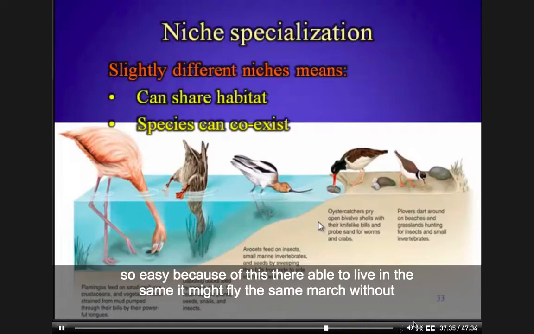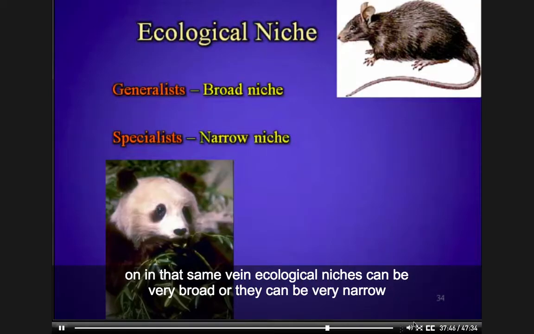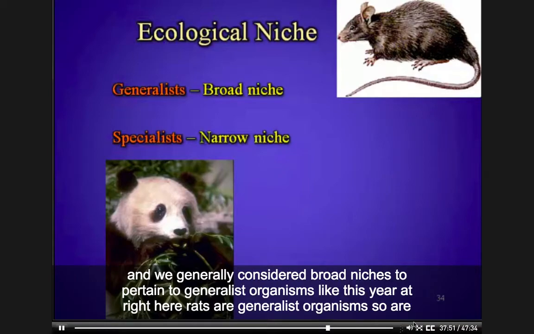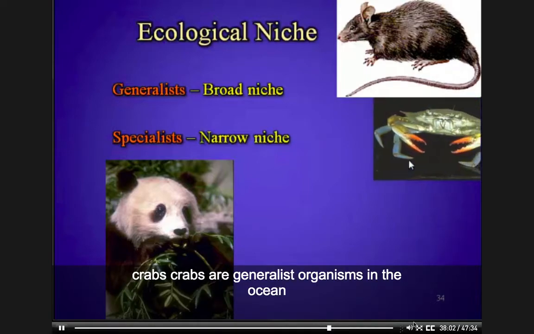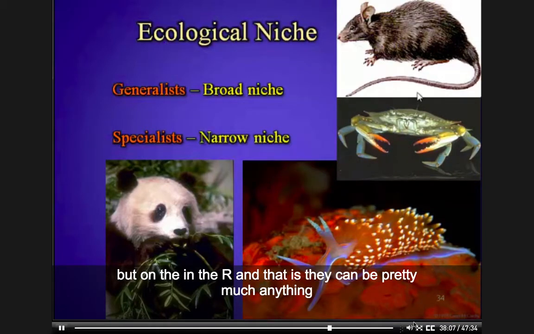So because of this, they're able to live in the same mudflat, the same marsh, without impacting each other because they have slightly different niches. In that same vein, ecological niches can be very broad or they can be very narrow. And we generally consider broad niches to pertain to generalist organisms, like this rat right here. Rats are generalist organisms. So are crabs. Crabs are generalist organisms in the ocean. That is, they can eat pretty much anything.